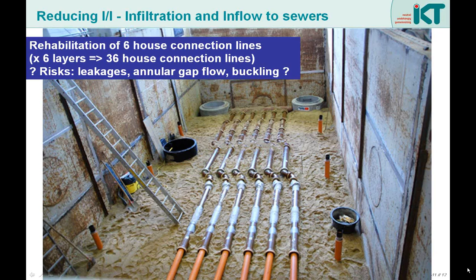The whole box is 6 meters deep, so we were able to install 6 such layers of connection lines, one layer of 6 lines above the other. In the end, the box was full of soil and house connection lines, 36 lines in total. Then the connection lines were rehabilitated by using different liner systems.